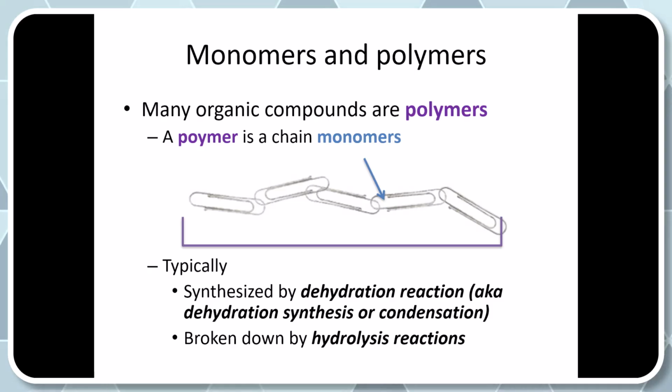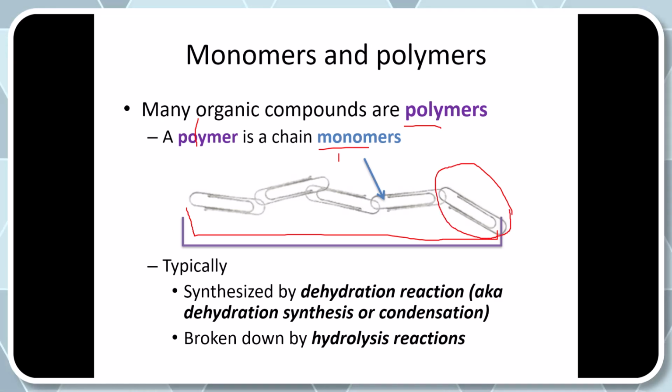Many organic compounds are polymers. What does that root word poly mean? That means many. So a polymer is a chain of monomers. What's the root word mono mean? It means one, right? So this is a cheesy example, but this paperclip chain here is a polymer, and each individual paperclip that makes up the chain would be a monomer.